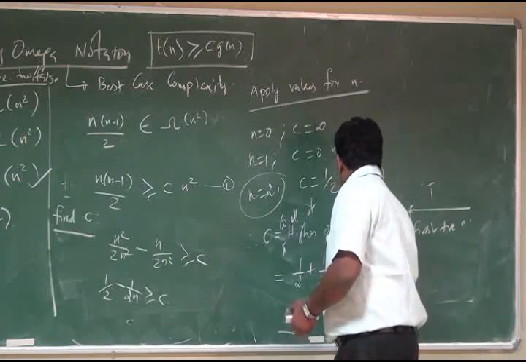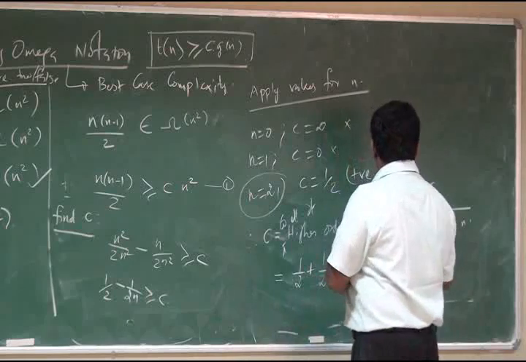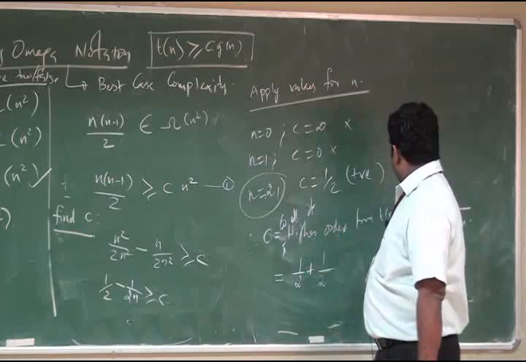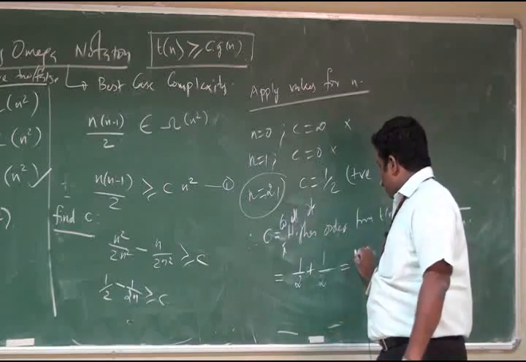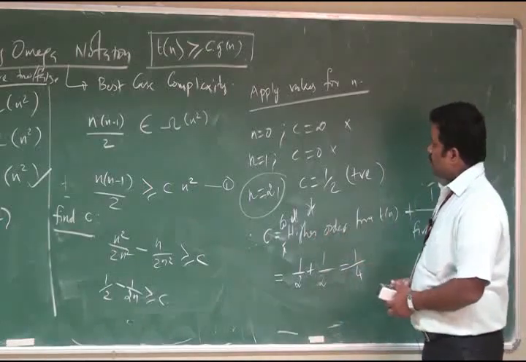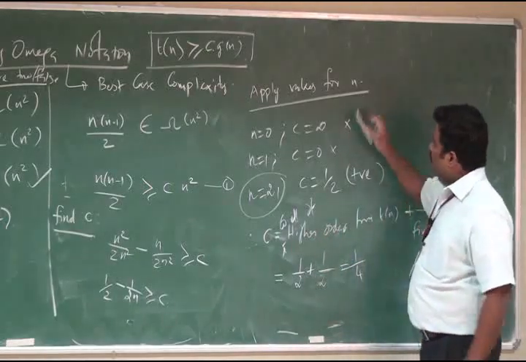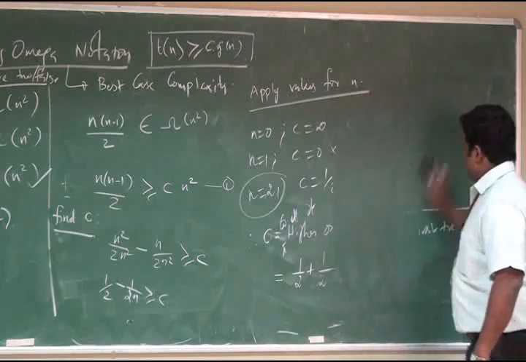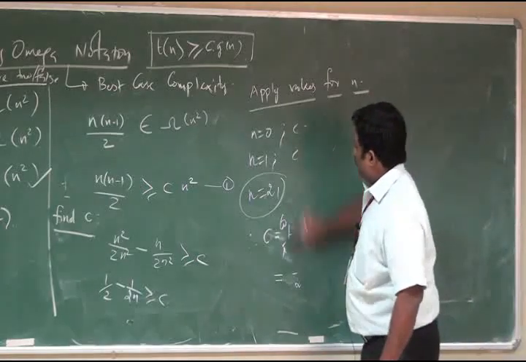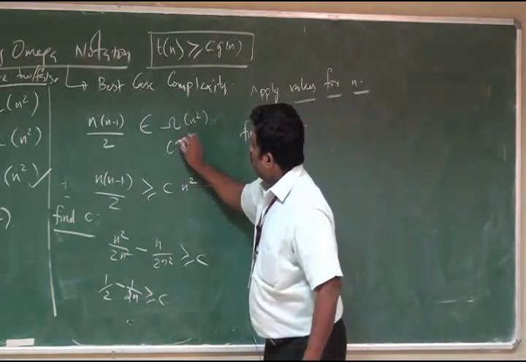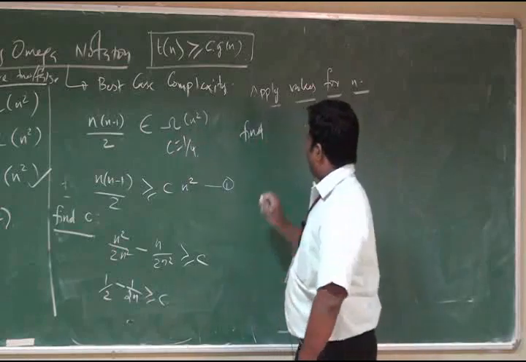Sorry, it is 1 by 2 plus 1 by 2. So the coefficient of higher order from t of n by 1 by first positive. Therefore, you are getting 1 by 4, that is 1 by 2 into 1 by 2. So the constant value c is 1 by 4. Now you are supposed to find a non-negative integer. Fine. So c value is identified as 1 by 4.